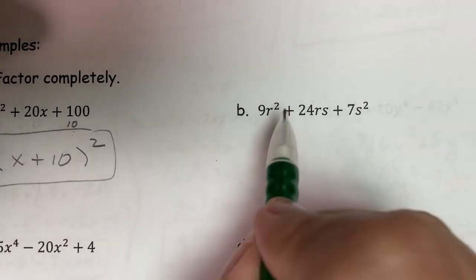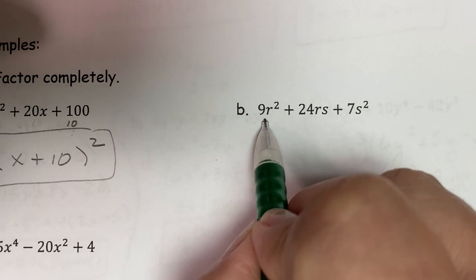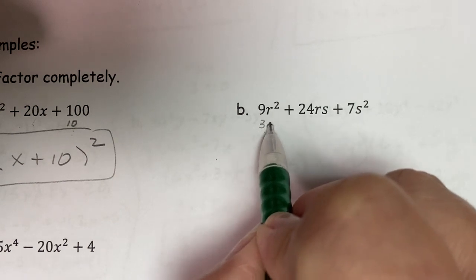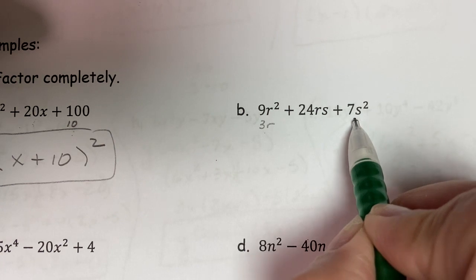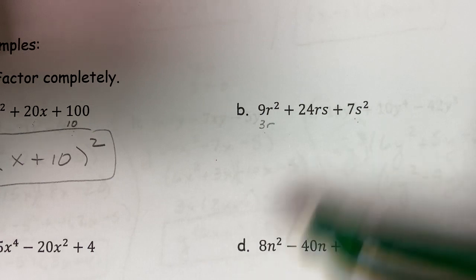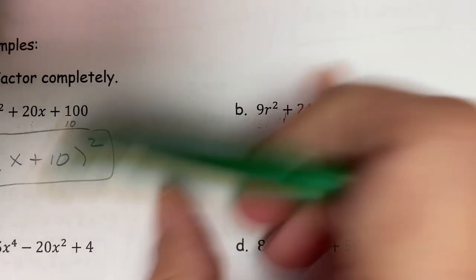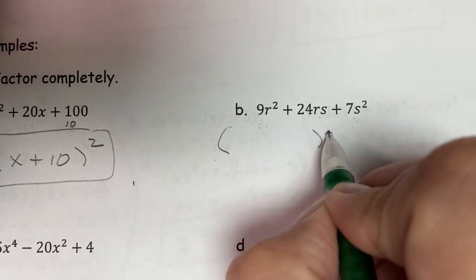Let's go ahead and look at this. Is this a perfect square trinomial? Well, I can take the square root of 9r squared. That's 3r. Oop, can I take the square root of 7? I cannot. This is not a perfect square trinomial. So now the question is, can it factor? Well, then you would go back to your guessing and checking.